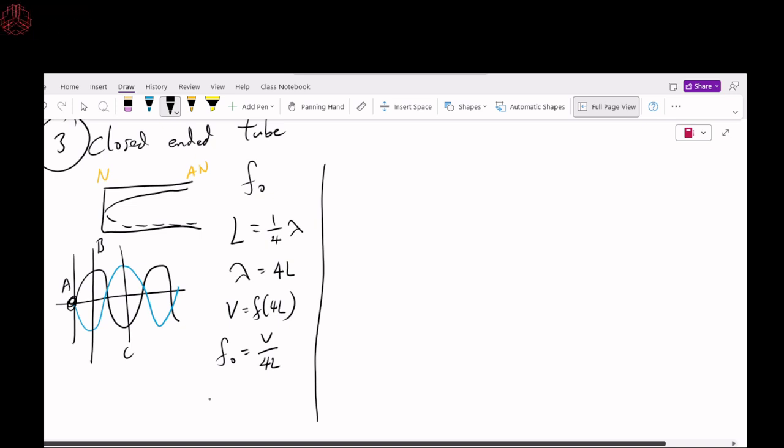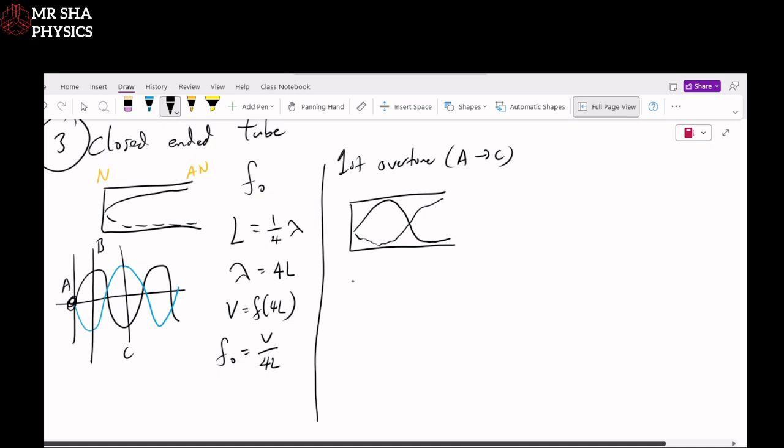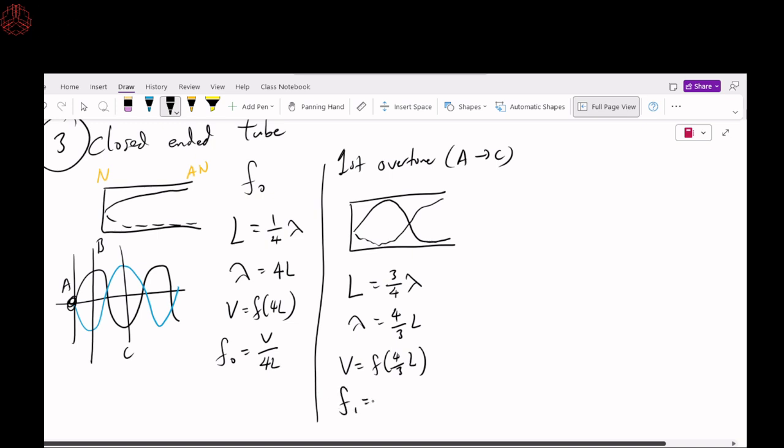Okay, so now what we want to do is the first overtone, meaning I take A to C. So if I have a closed-ended tube, I can have it going up and coming back down, but never closing. It should look something like that. So A and C. As you can see here, this is not 2/4, it is actually 3/4. So that means the length of the column is actually 3 over 4 lambda. What that means is that lambda equals 4 over 3 L, and my velocity is actually f times 4 over 3 L. Means my first overtone frequency is 3 over 4 v over L.